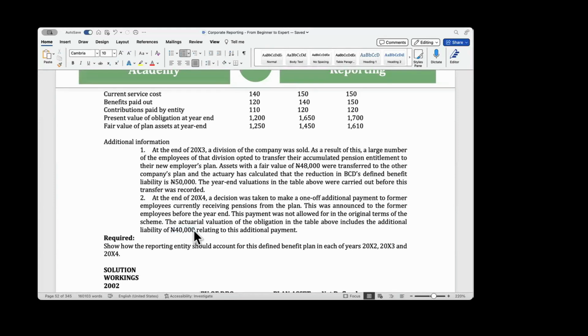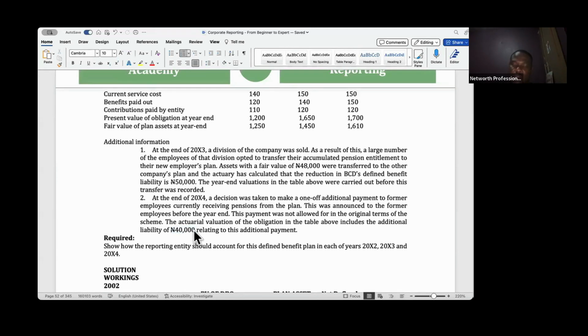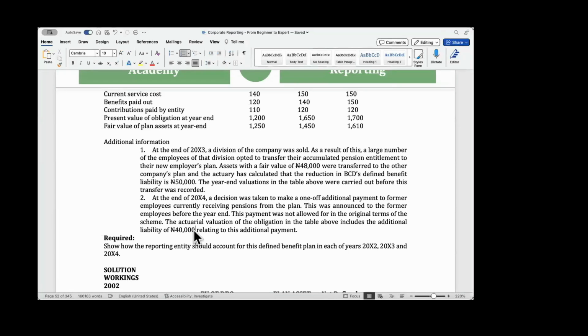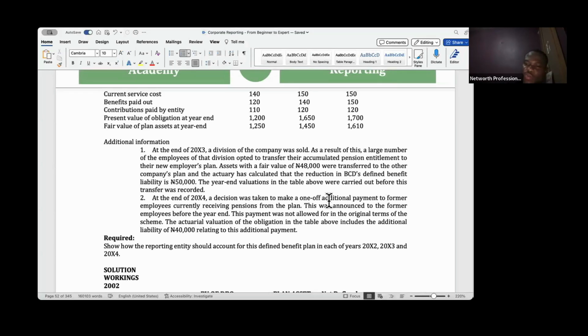We will debit P&L with that amount. That's correct. So where do you credit? Plan assets. No, obligation. Obligations. Yeah, it's an additional payment, a one-off, so it's like you have an additional obligation. That was why they are saying that the actuarial valuation of the obligation in the table includes it already. They have already added it to your obligation.